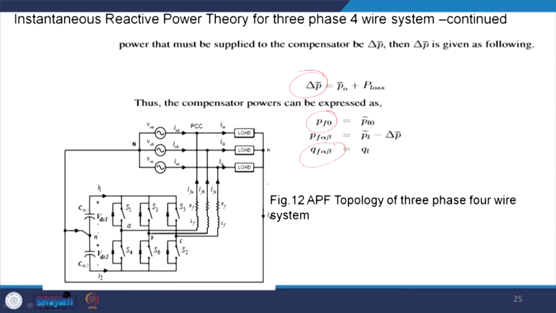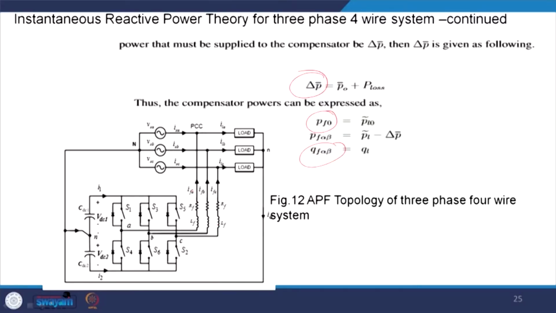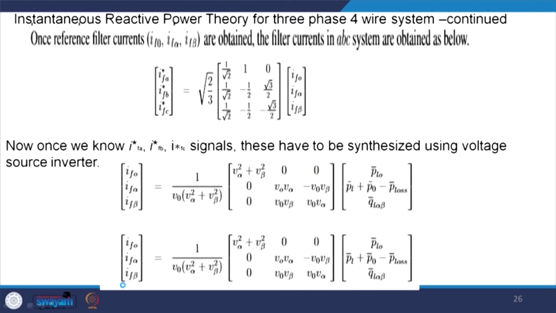Essentially this will be the flow of the 0 sequence component. If you do not have any fourth leg, then... if you have a fourth leg, then you can have the control of the fourth leg also. So, this is the way you will control. So, you have the IF ABC, and that you will be injecting from here. Once the reference currents have been obtained, the filter current ABC system is obtained as below, as we have shown in the previous slide, by the reverse transformation.